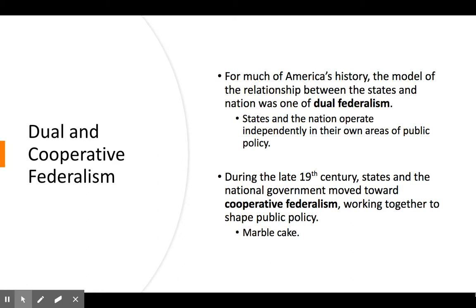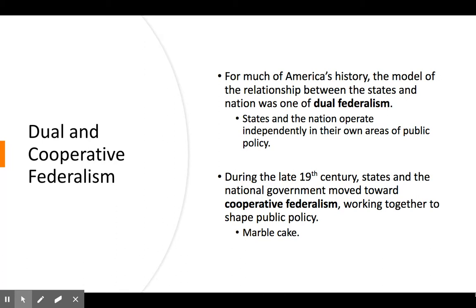For much of America's history, the model of the relationship between the states and the nation was one of dual federalism. This is defined as where the states and the nation operate independently in their own areas of public policy. Under dual federalism, each level of government is going to hold and exercise specific powers within its own sphere of influence, and there is very little overlap between the two spheres.